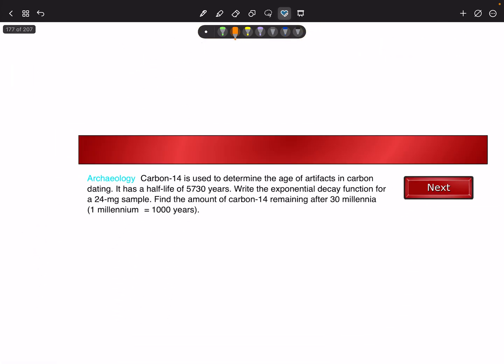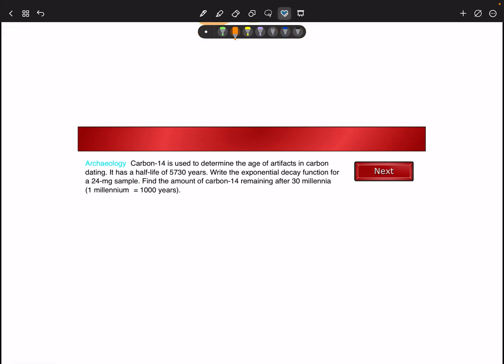Go ahead and press pause and see if you've got this next one. Be careful of the millennia. So be careful that you're reading the problem. Press pause. Be sure to read the entire problem. Get your units. We're talking about millennia versus years. And then come back and check your answer.